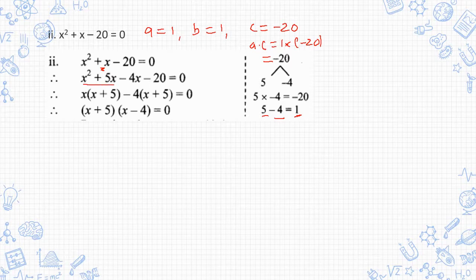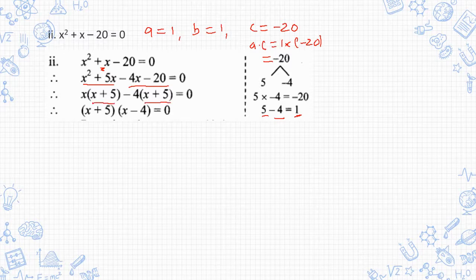So I'll pair the first pair x squared plus 5x, and the second pair minus 4x minus 20 equal to 0. In the first pair, if you take x common out, you will have x plus 5 inside the bracket, and in the second pair you take minus 4 common outside. If you take minus 4 common out, inside the bracket you will be left with x plus 5 equal to 0. So I have here x plus 5 and x plus 5.